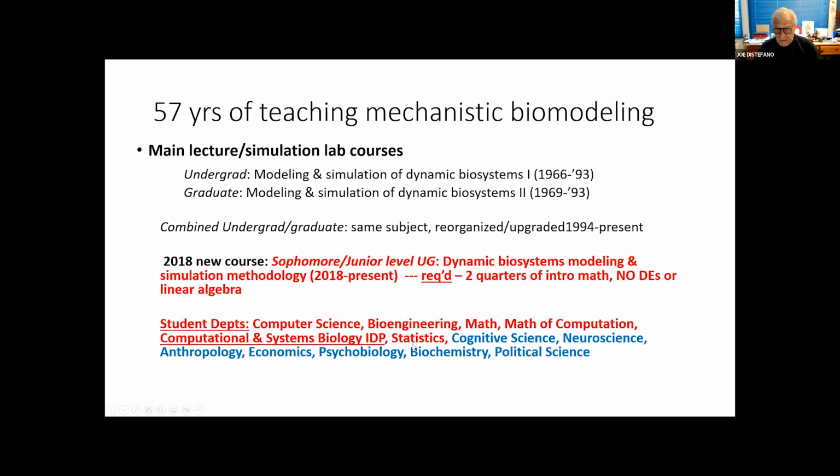Computational systems biology, statistics, and then in blue here, those that don't have much math: cognitive science, neuroscience, anthropology, economics, psychobiology, biochemistry, and political science. So you can see what the challenge might be.